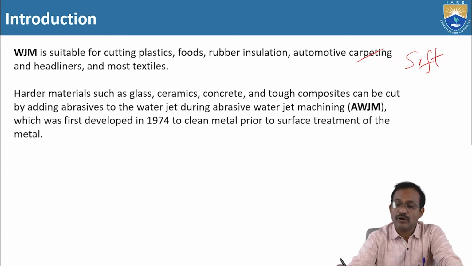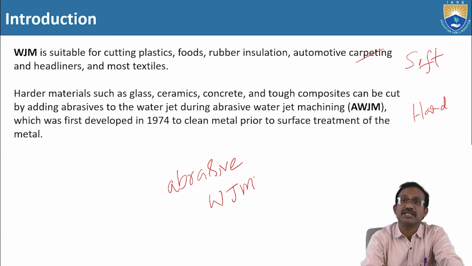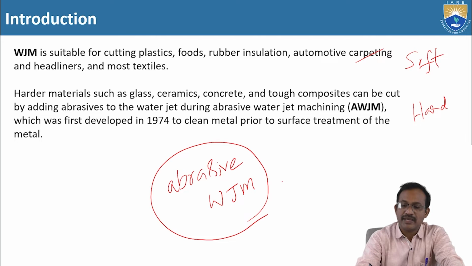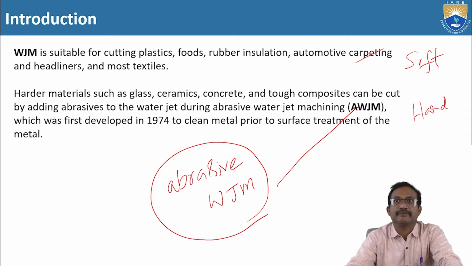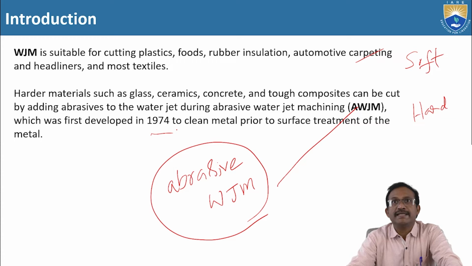What about hard materials then? Harder materials such as glass, ceramics, concrete and tough composites can be cut by adding abrasives to the water jet during abrasive water jet machining. If we include abrasives in water jet machining, then that is said to be abrasive water jet machining, which was first developed in 1974 to clean metal prior to surface treatment of the metal.